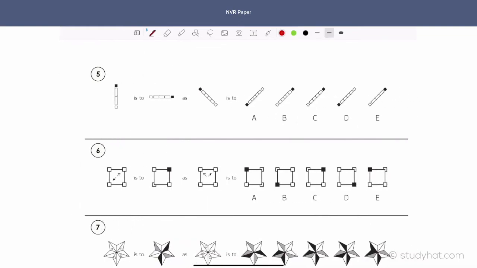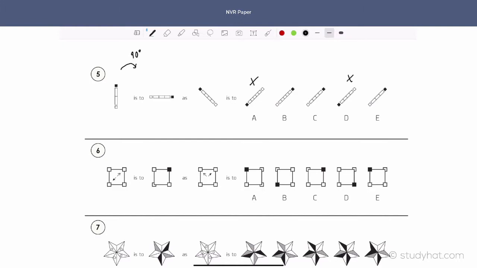Question 5. So first of all, we can see that this shape has been rotated 90 degrees clockwise. So we also want this shape to be rotated 90 degrees clockwise. So we can see it's not this one, could be that one, could be that one, not that one.